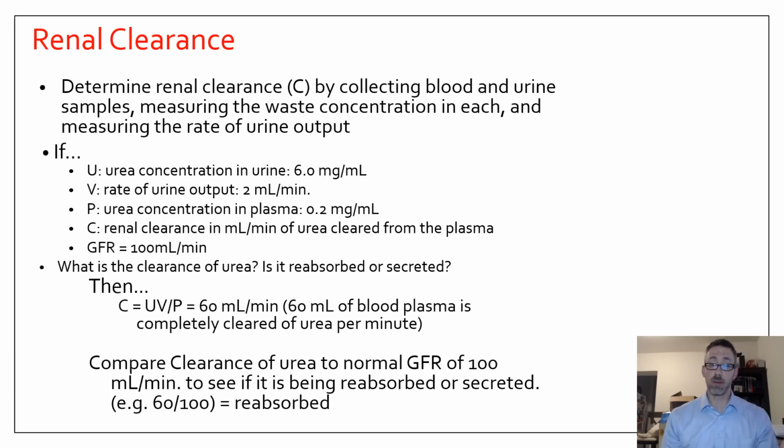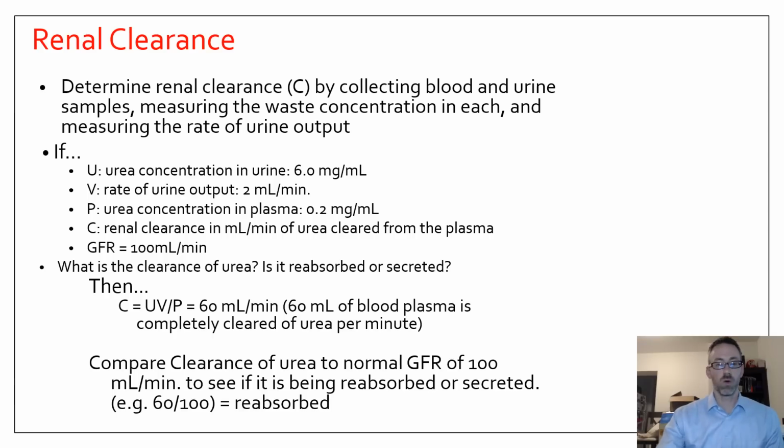So let's try an example of renal clearance. We determine renal clearance by collecting a blood sample so we can measure the concentration of a substance, and then a urine sample, so both the volume that's been produced over time as well as the concentration of the substance in the urine, because those are all the variables we need to calculate a clearance.